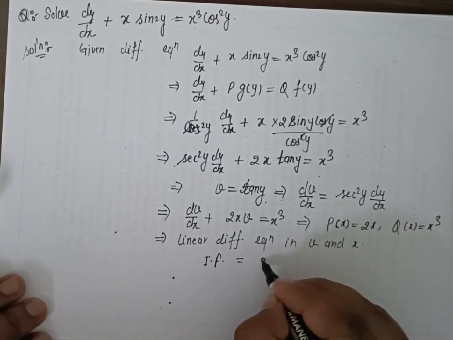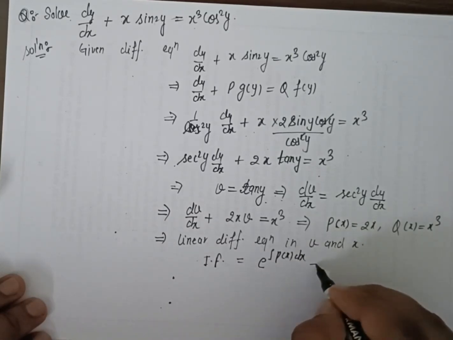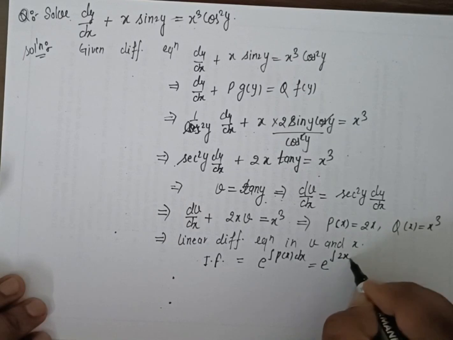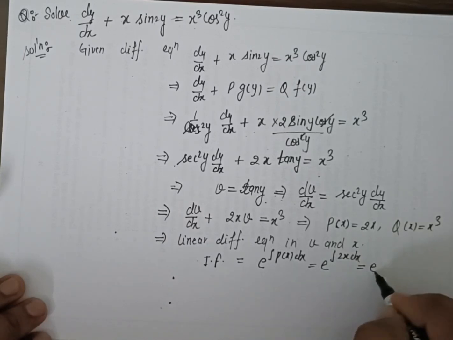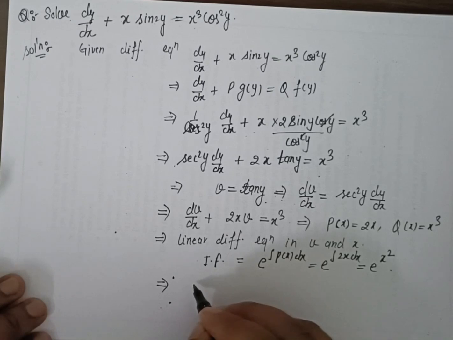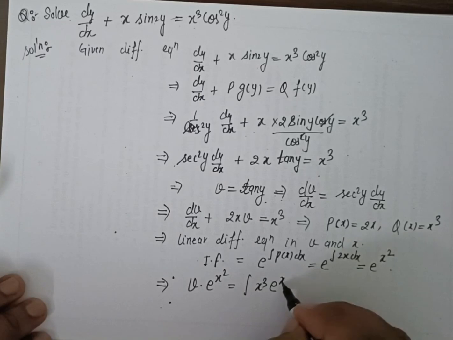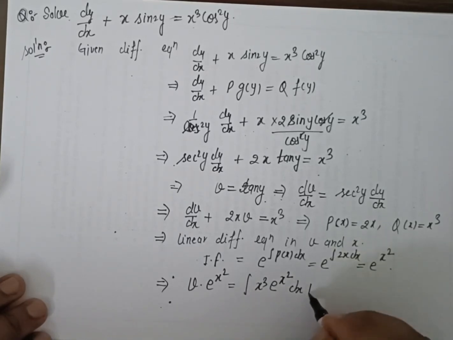So what about the integrating factor? e to the power integral P(x) dx, so e to the power integration of 2x dx. This implies that e to the power x², which is your integrating factor. Now what about the solution? Solution is v into integrating factor e^(x²) is equal to integration of Q, that is x³, and the integrating factor e^(x²) dx, then plus c.